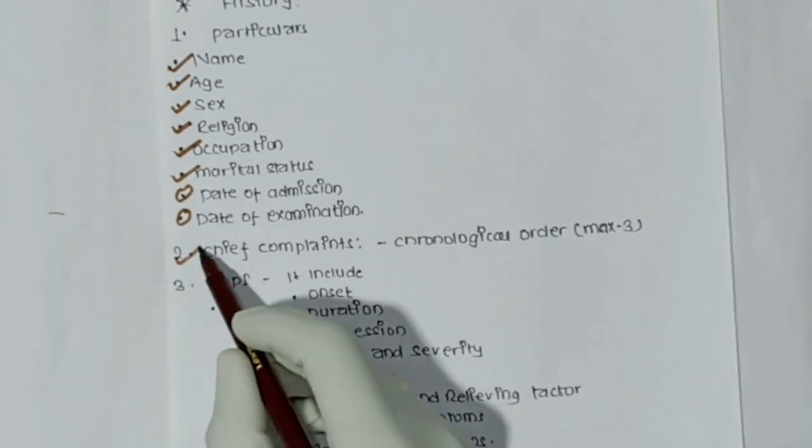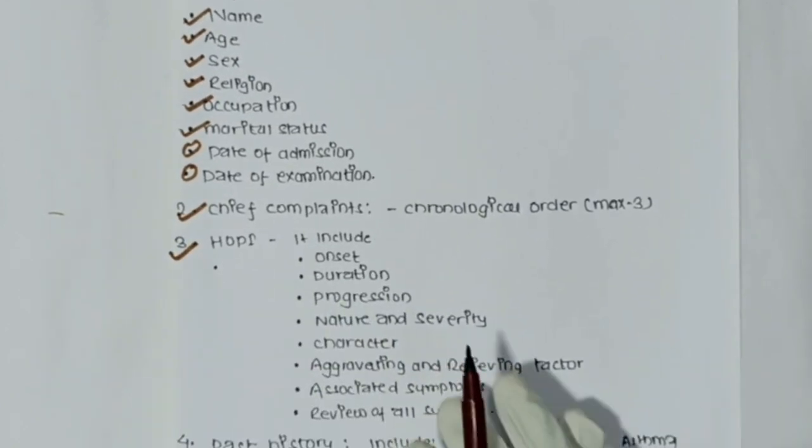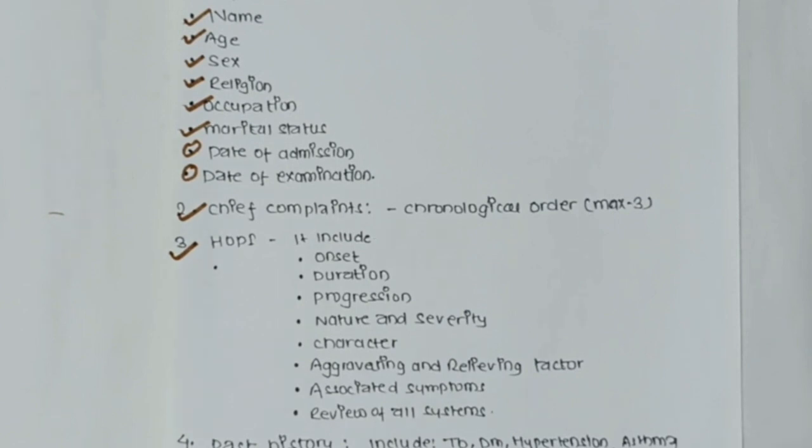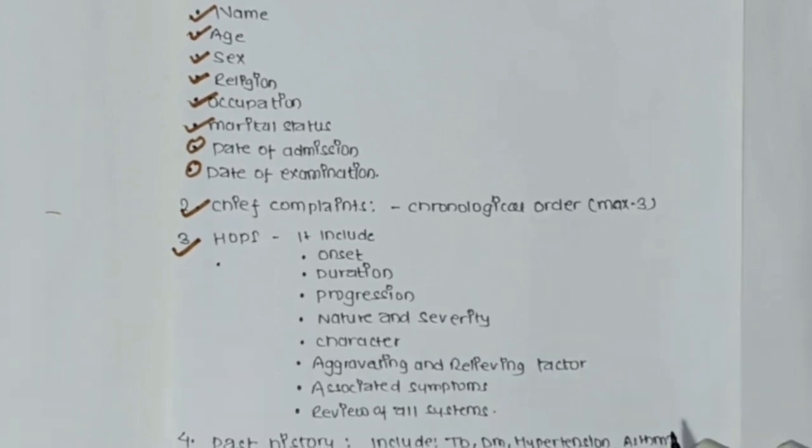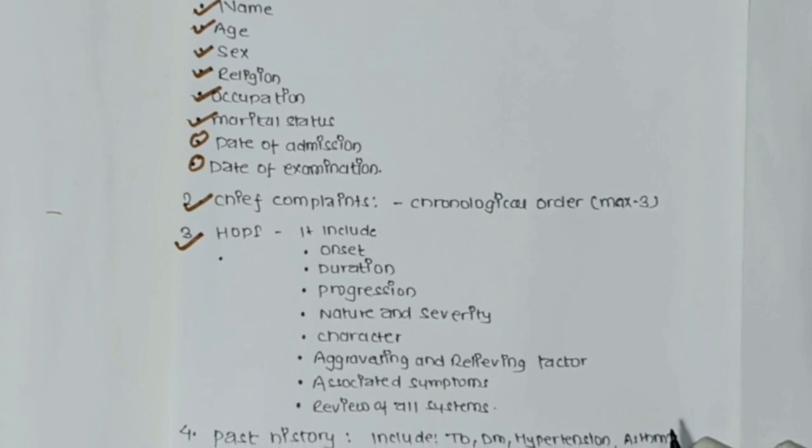Now the third one is HOPI. HOPI means history of present illness. It includes the onset, when it started, duration, how long it has lasted, progression, what is the progression of the disease, nature and severity, character, aggravating and relieving factors, associated symptoms, and review of systems, where we will ask for a review of all systems.